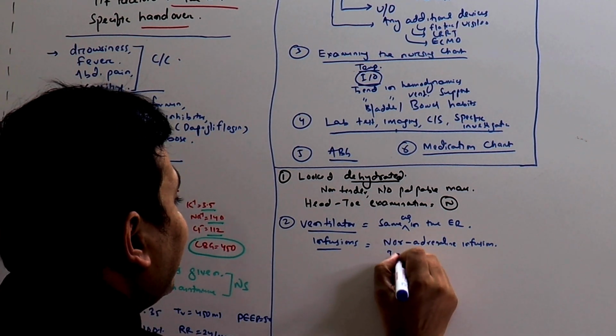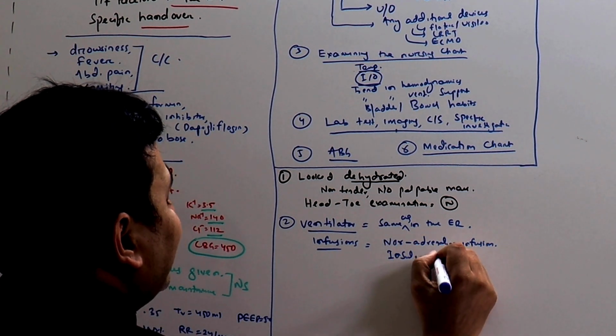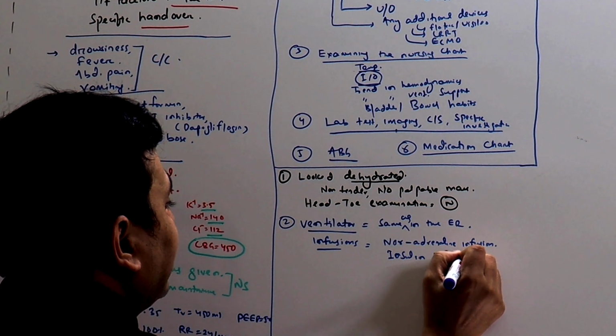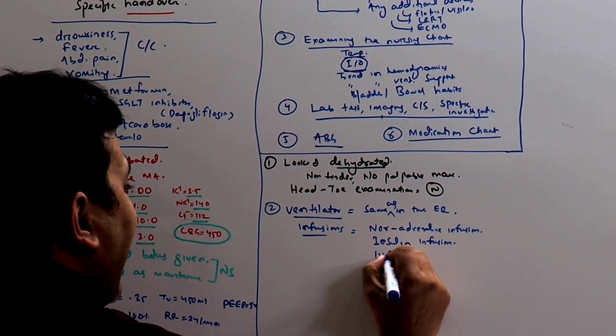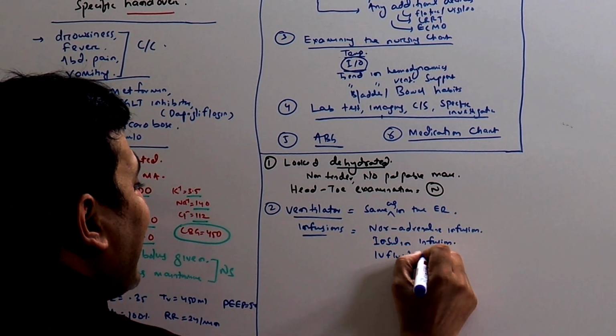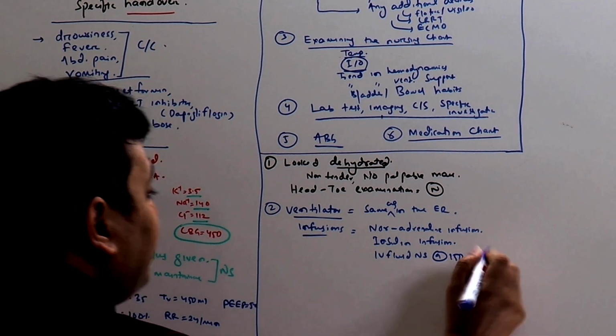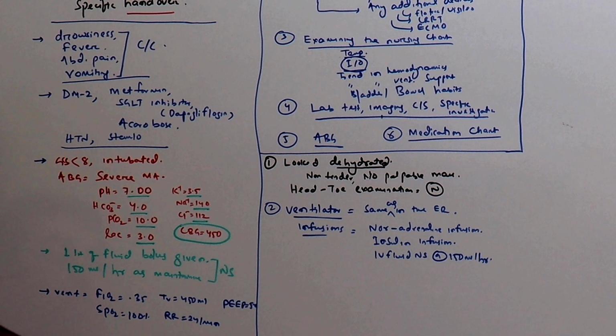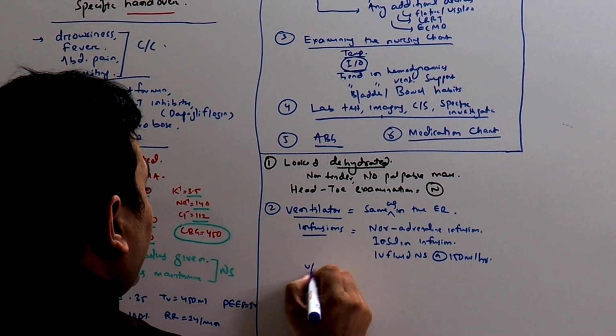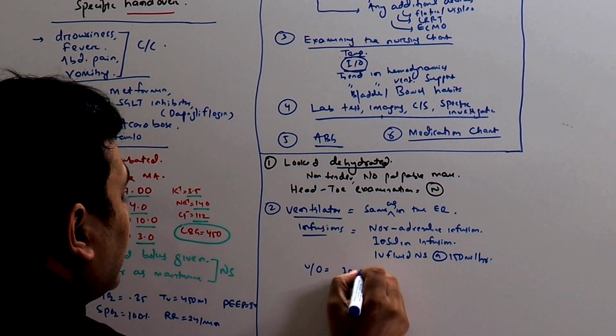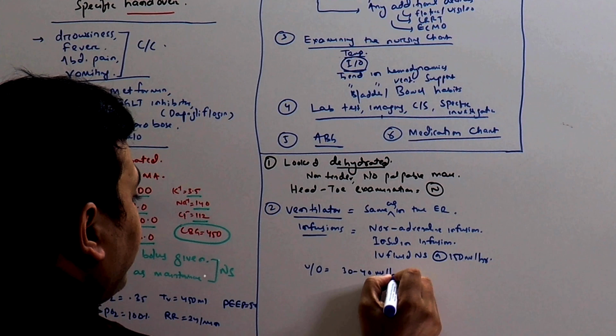Patient is having insulin infusion. Patient is having IV fluid normal saline at 150 mL per hour. These are the data we're acquiring from our patient, right? We check for the urine output. Urine output is 30 to 40 mL per hour.